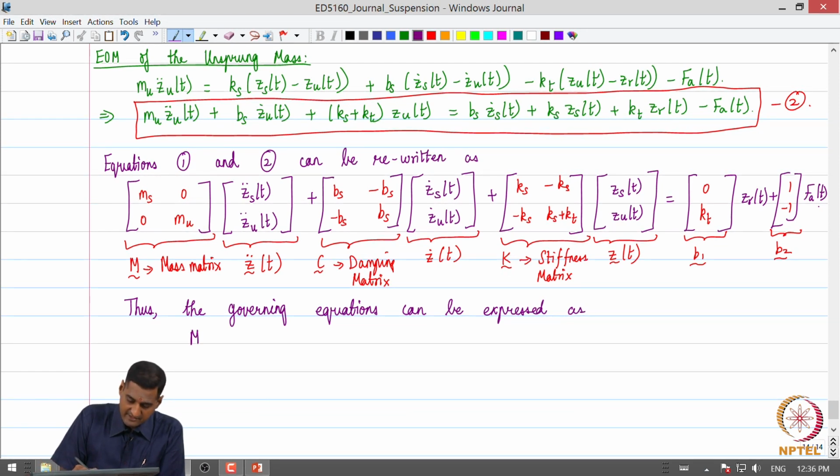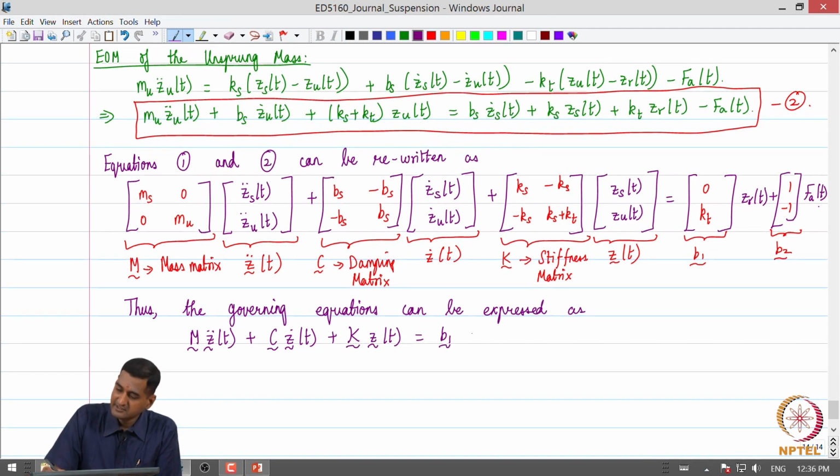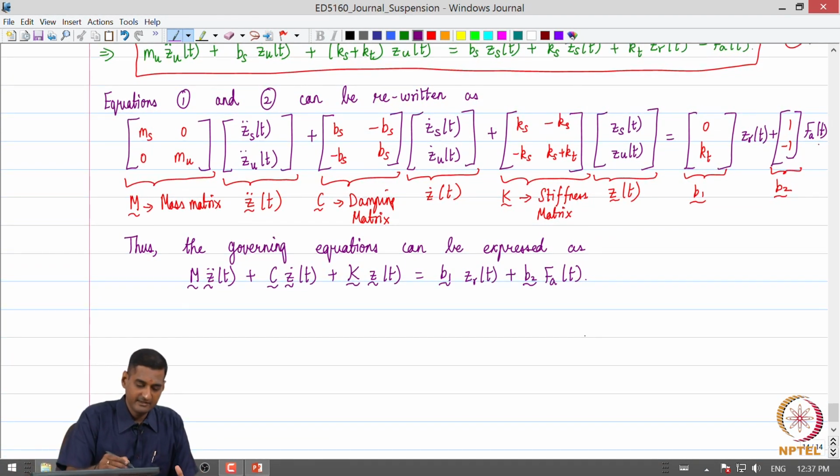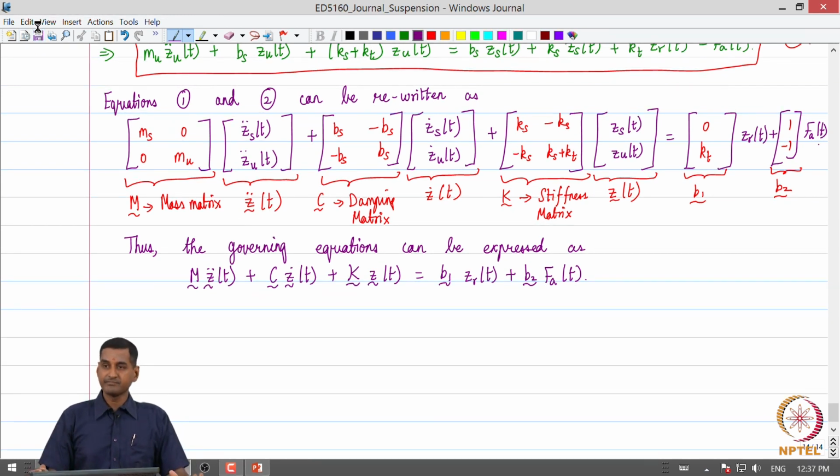So, this will be the mass matrix multiplying the acceleration vector, plus the damping matrix multiplying the velocity vector, plus the stiffness matrix multiplying the displacement. That is going to be equal to some vector B1 multiplying ZR plus the vector B2 multiplying FAT. Okay. So, that is the governing equation.